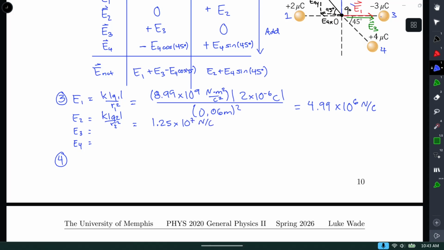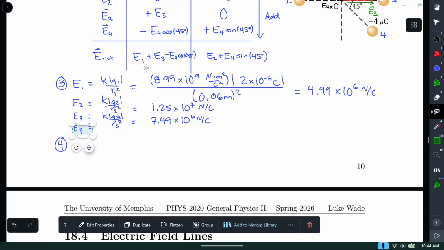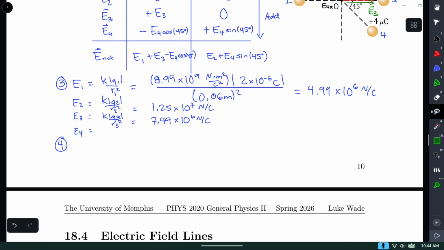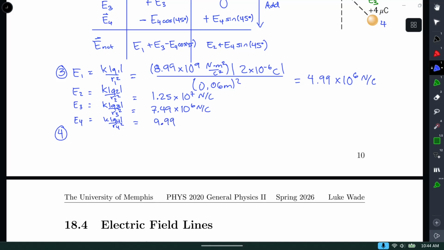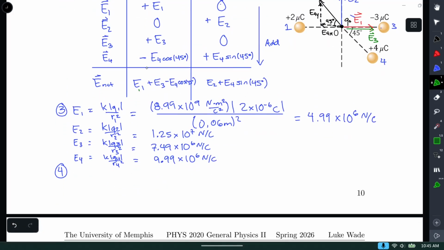All right, what about E3? I got 7.49 times 10 to the power of 6. Sounds good to me. And I will give you E4 after I give myself a little bit more space for it. 9.99 times 10 to the 6th newtons per coulomb. And now I have enough information to actually compute these values.